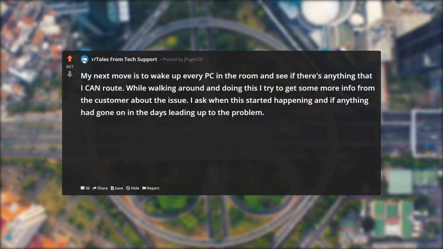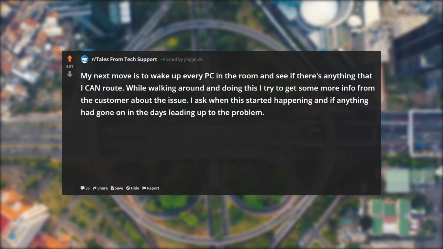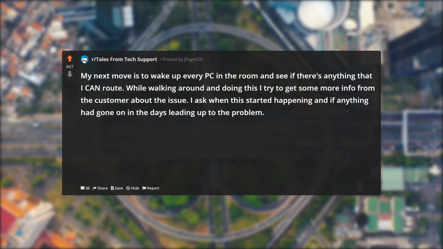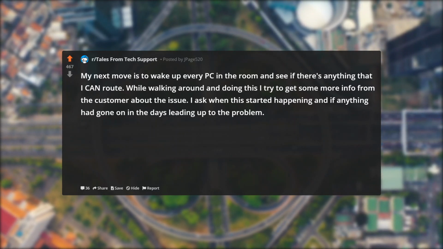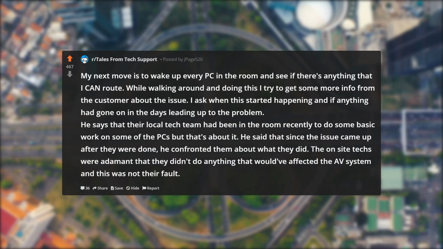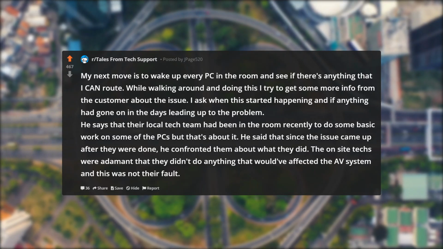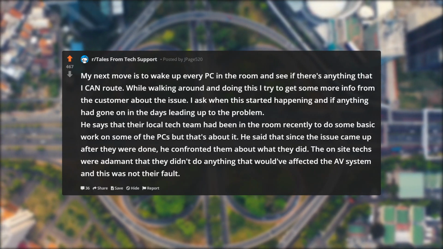My next move is to wake up every PC in the room and see if there's anything that I can route. While walking around and doing this, I try to get some more info from the customer about the issue. I ask when this started happening and if anything had gone on in the days leading up to the problem. He says that their local tech team had been in the room recently to do some basic work on some of the PCs, but that's about it.